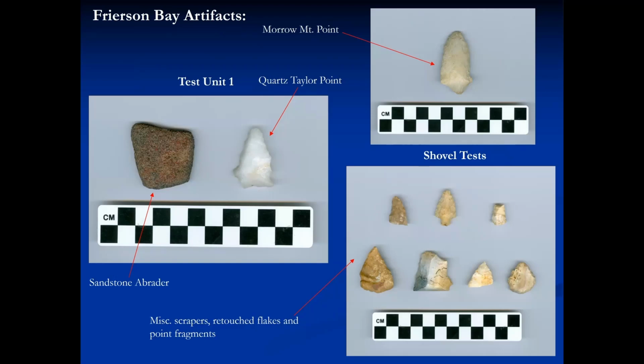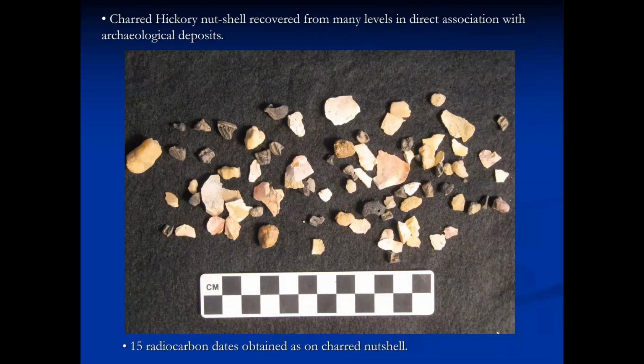Here are some more tools from Frierson Bay. We've got quartz points, metavolcanic tools. Again, this is a 10,000-year-old point. This is about 8,000 years old. We've got stuff into the Woodland period, only a few thousand years old. We've got sandstone abraders. We've got all kinds of tools. If they're lithics, they survive. If they're organic, we don't find it in the Carolina bays, with one exception, and that is if you look at many of the sites.